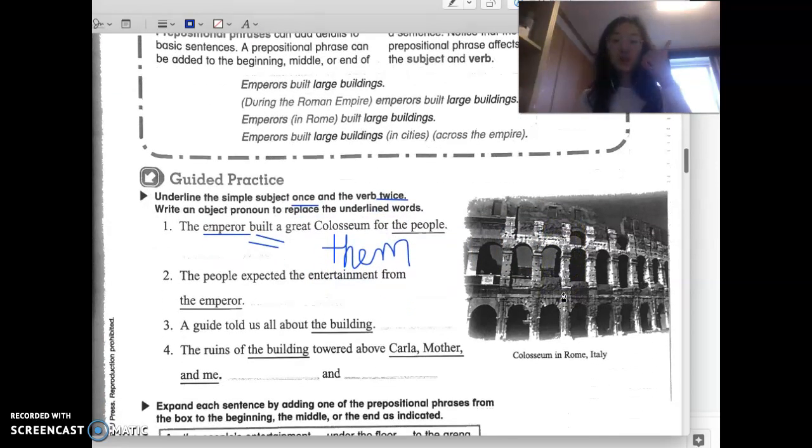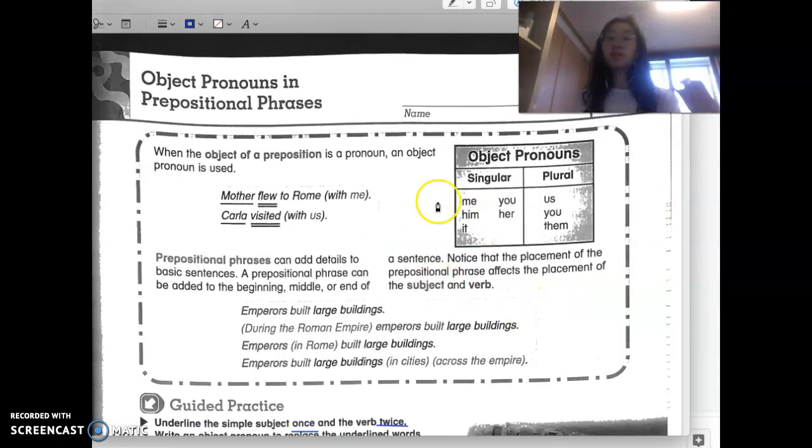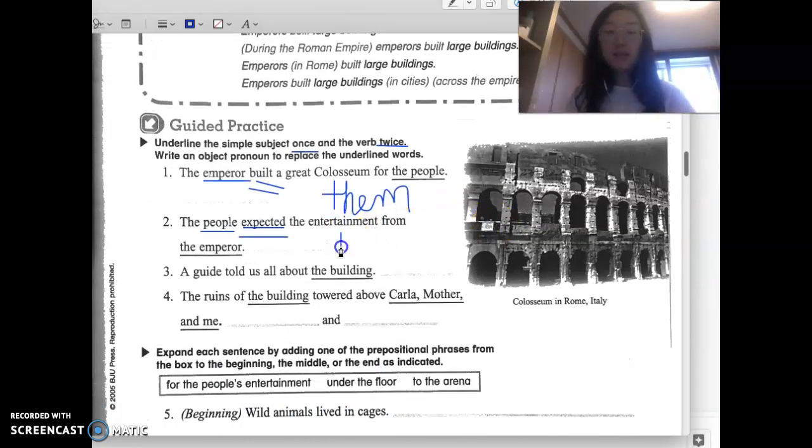All right, let's try number 2. The people expected the entertainment from the emperor. Subject, people. Verb, expected. Now, the emperor is a male, okay? The female version of emperor is empress. So, kind of give you the hint here from the emperor. So, what would be the object pronoun? Well, it's a singular pronoun, and it's a dude, so it would be him. The people expected the entertainment from him.